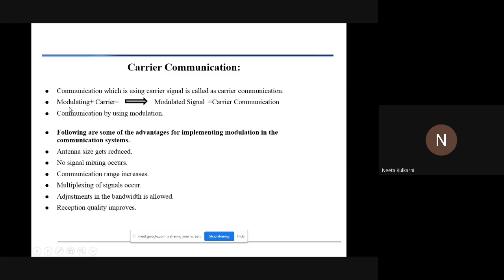Here I have written that the modulating signal plus the carrier signal gives you the modulated signal, and this is called carrier communication, or simply we can say the communication method using the modulation technique is called carrier communication. That is the basic definition. Already we have seen the need for modulation in the first chapter, or what advantages we get after implementation of the modulation system.